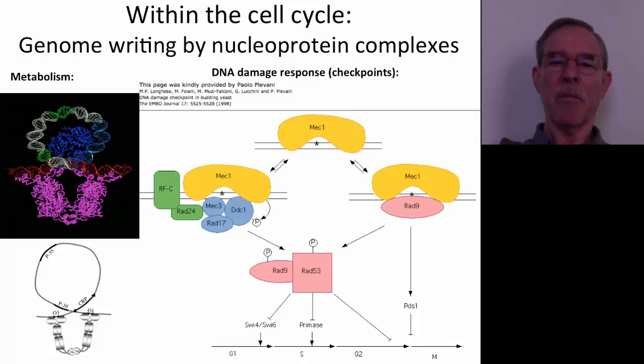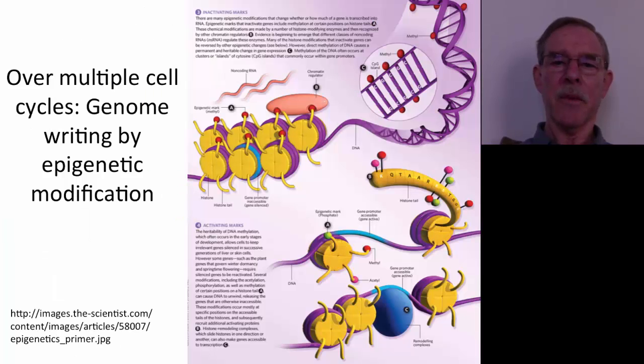Checkpoints are extremely important processes in the completion and the accurate completion of the incredibly complex process of the cell cycle. Over multiple cell cycles, genome writing occurs by epigenetic modification, and that's illustrated here in this cartoon, which I borrowed from the Scientist magazine. We now understand epigenetic inscriptions in the genome as including DNA methylations. They're shown here in the upper right.